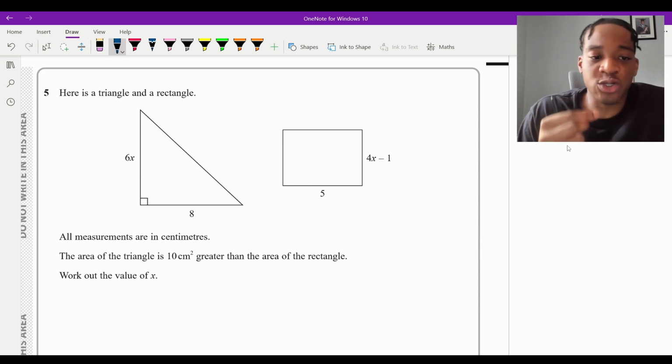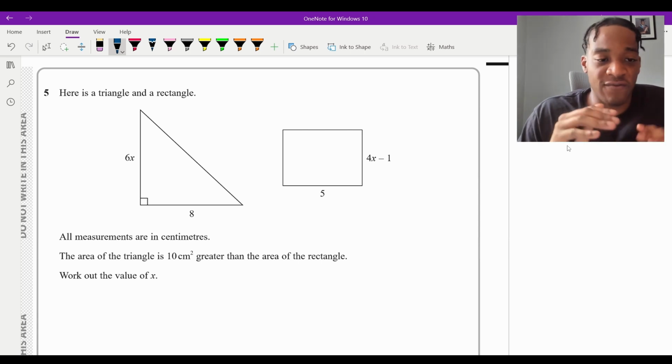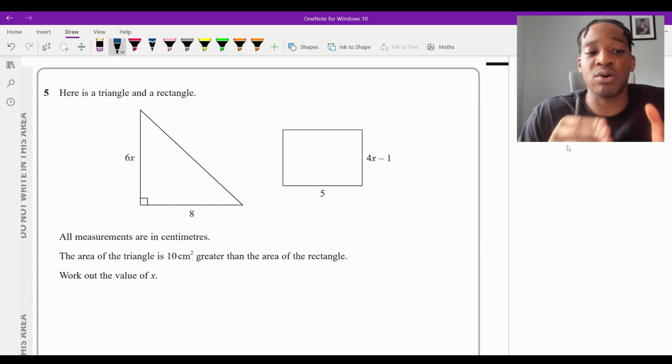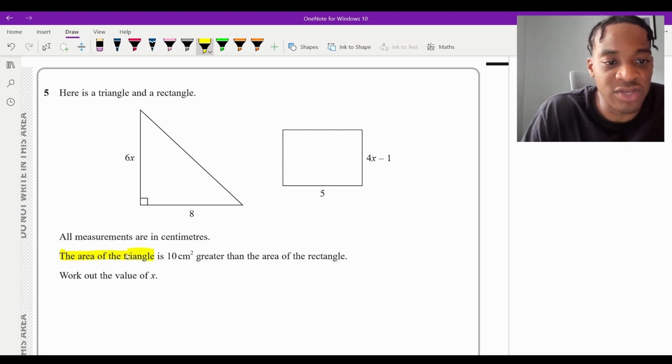Okay, so firstly, they've asked us to work out the value of x, meaning that we need to solve an equation. Secondly, we've got this sentence here, a statement: the area of the triangle is 10 centimeters greater than the area of the rectangle. Now, this question is just a typical algebraic worded problem whereby they give you a sentence in English and it's your job to translate this sentence into a mathematical equation. And in that way, you'd be able to figure out what x is. So let's go ahead and do that. First part, I'm going to highlight parts of this sentence here. So the first part I can see, which is significant, is the area of the triangle.